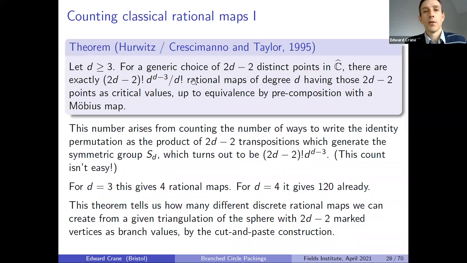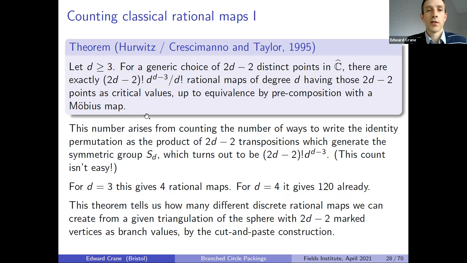And if I tell you a generic choice of 2d minus 2 points in the Riemann sphere, and say I would like those to be the critical values of a rational function, how many rational functions are there which achieve that? The answer is this rather large number, (2d minus 2) factorial times d to the d minus 3, over d factorial. So that's something that grows super exponentially with d. And how do you get it?